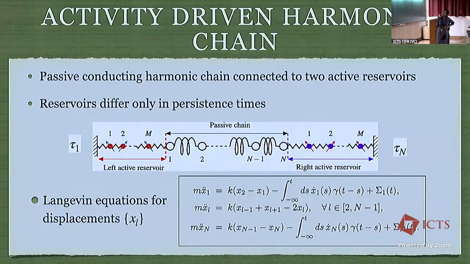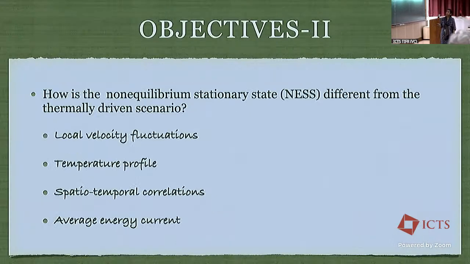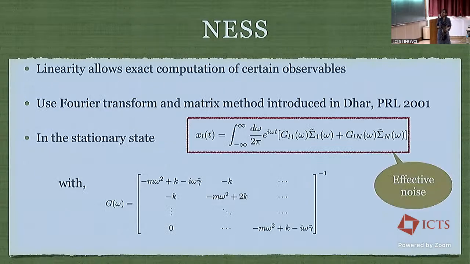We can now write the Langevin equations of motion for the passive particles, and we simply replace the previous thing by new dissipation and noise kernels for the first and the last particles. The middle particles are not directly affected by the baths, so these equations remain invariant. But because they interact with their neighbors, eventually they are going to feel the effect of the bath. So here we look at local velocity fluctuations, temperature profile, correlations, and current. These are the main observables.